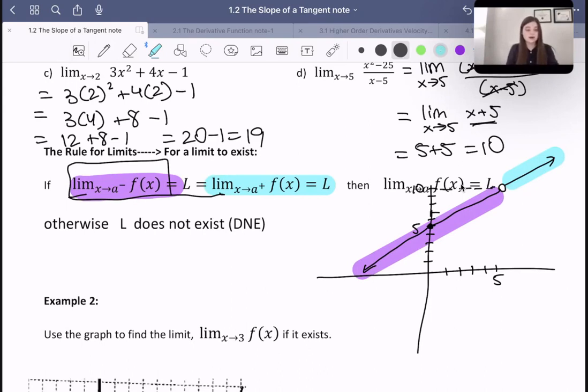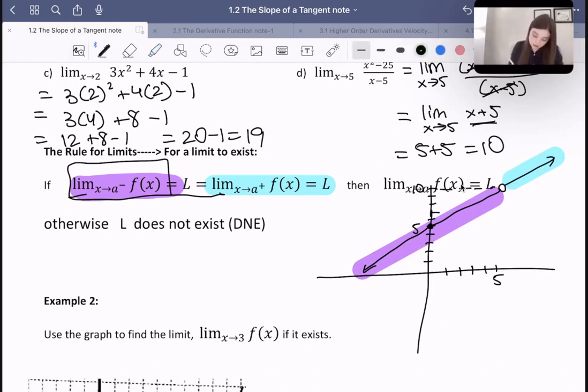If one or both of those limits did not exist, then the overall limit would not exist. And if these two limits, the limit as x approaches a from the left or x approaches a from the right, are different, then the overall limit would not exist. In this case, it does exist and it's 10 because both are approaching 10, right?